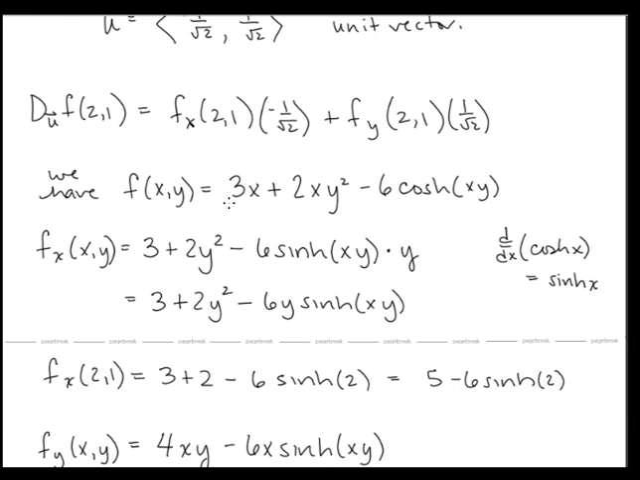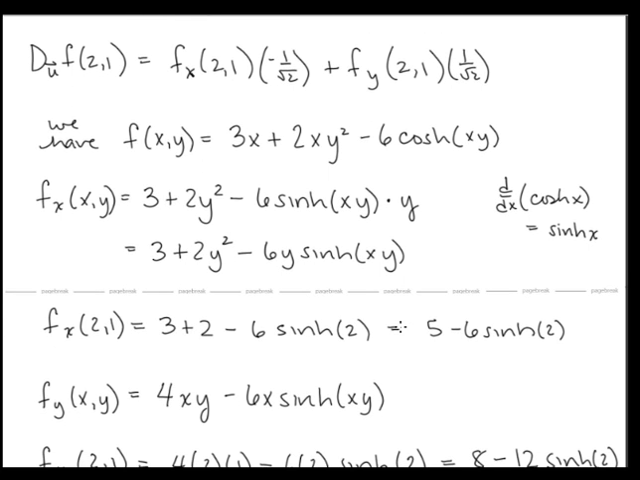So here's our function. Let's take a look at our x and y partial derivatives. Our x partial derivative is going to look like 3 plus 2y squared minus 6 times, now derivative of cosh is sinh, so sinh of xy multiplied by the x derivative of what's inside, and that's going to be y. So we have 3 plus 2y squared minus 6y sinh of xy.